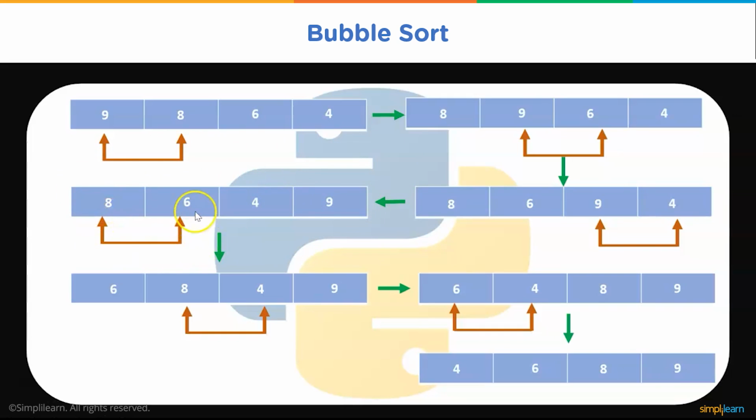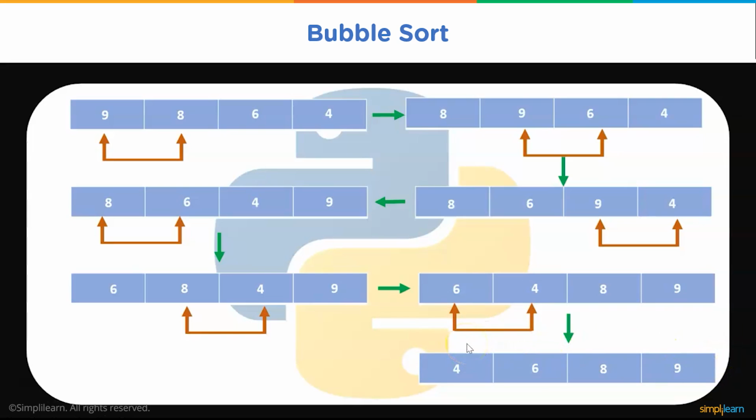We will compare 8 with 6, and 6 is smaller than 8, so we swap. So now your output is 6849. Again 8 is compared with 4, 4 is smaller than 8, it is swapped. Now we will not go further because we know 9 is at its correct position, 8 is at its correct position. Now we only need to do one comparison between 6 and 4. Now 4 is less than 6, we swap, and this is the final output of 4689.